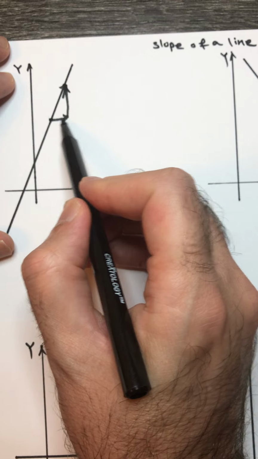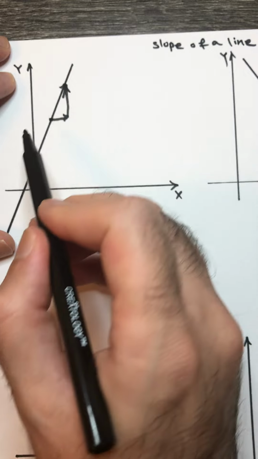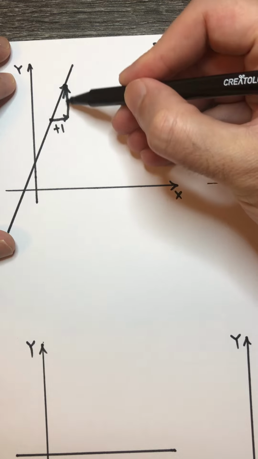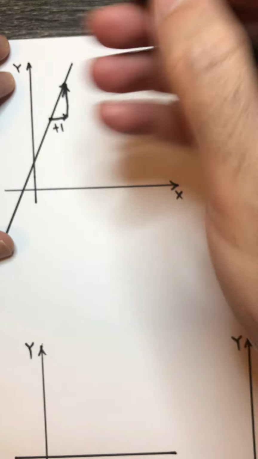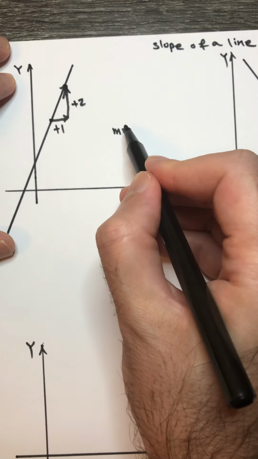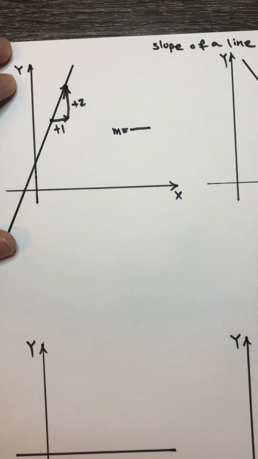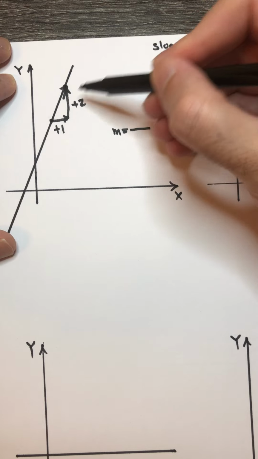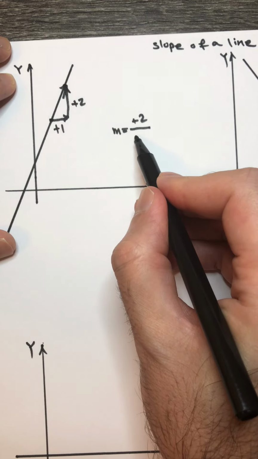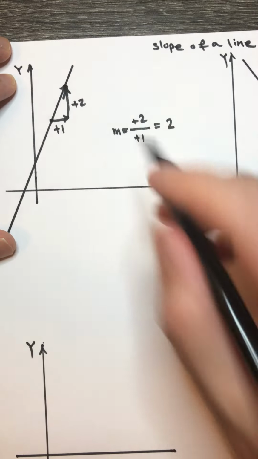For example, in this example, if we move from this point to this point and decompose it into a horizontal movement and a vertical movement, the horizontal movement is 1 unit to the right, so it is +1. And the vertical movement is 2 units upward, so it is +2. So the slope of this line is m equals the ratio of the vertical movement, +2, divided by the horizontal movement, +1. So this is 2. Therefore, the slope of this line is 2.